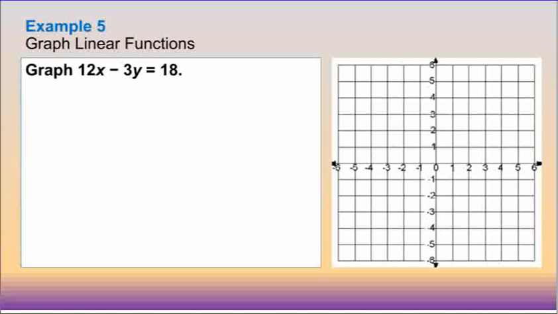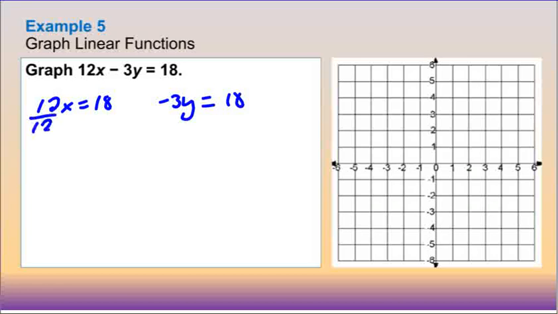Example 5, here we're going to use the intercepts to graph the function. Could you put this in y equals mx plus b to do that? You could do that, but I think one of the easier ways would be to use the intercepts. Now for this one, though, if I were to make 12x equal 18 and then -3y equal 18, I would get a fraction on this side.